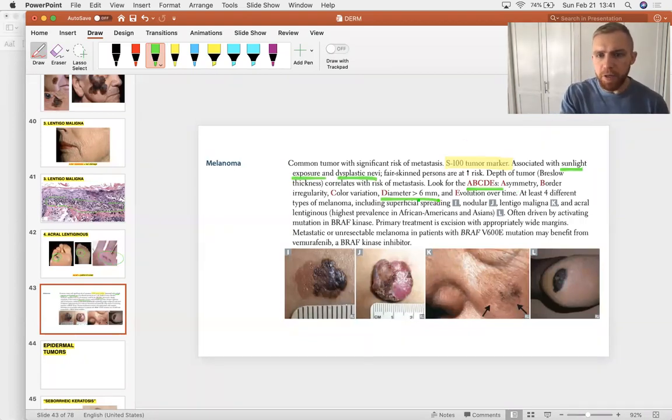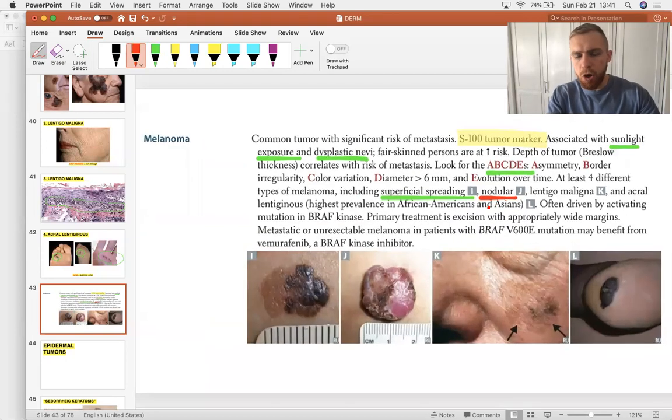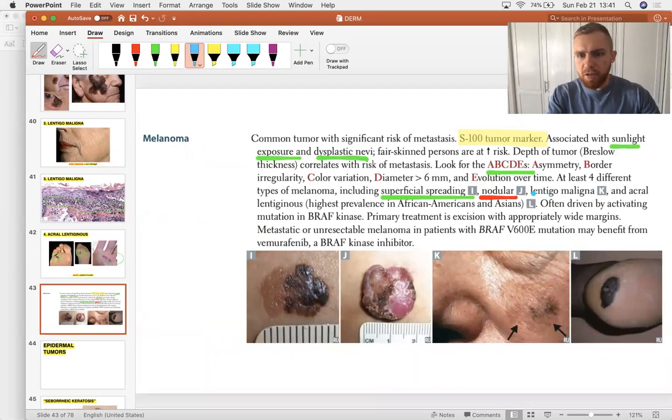There are 4 different types. Superficial spreading, most common, most likely to be seen amongst young people. Nodular, that's a palpable melanoma, right? And that is also the most aggressive. Lentigo maligna, that is highly correlated with areas of sun exposure. So if you see one on the face, it is most likely to be lentigo maligna. And then acral, that's most common in many different populations, and that's on the palms of the hands, the soles of the feet.